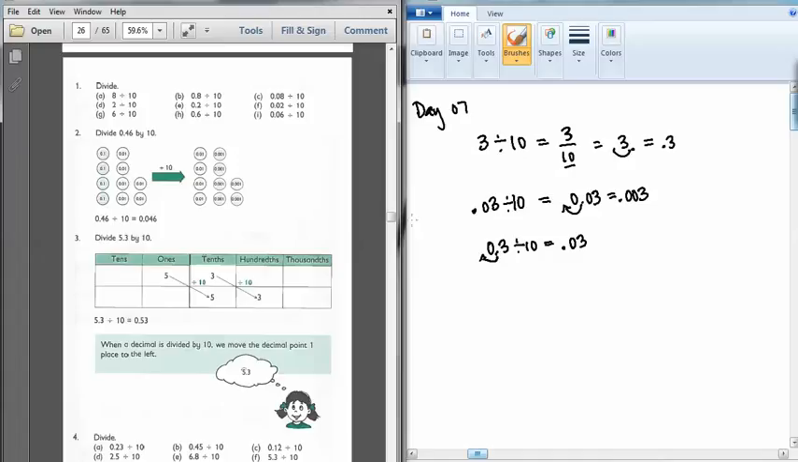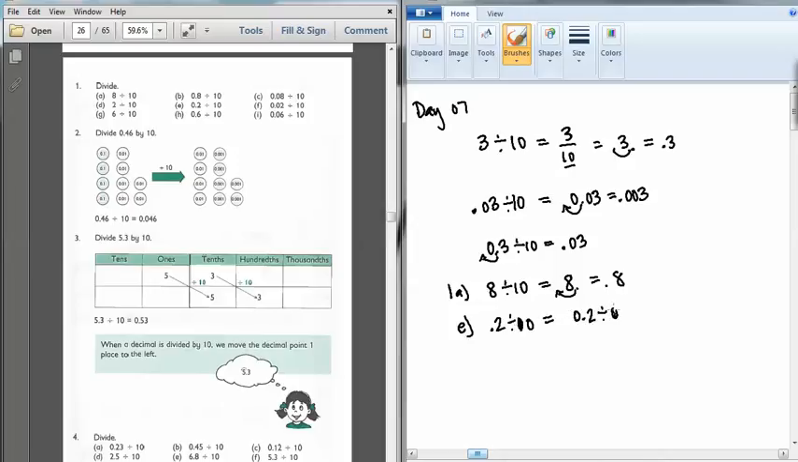Alright, let's try this one. Number 1A. 8 divided by 10. I know that you don't see a decimal place over here, but there actually is one, 8 decimal. Moved it to the left once, that becomes 0.8. Alright, let's try number E. 0.2 divided by 10. Move that decimal place one time to the left because I'm dividing by 10, and that becomes 0.02.